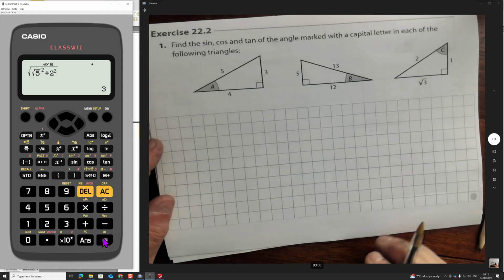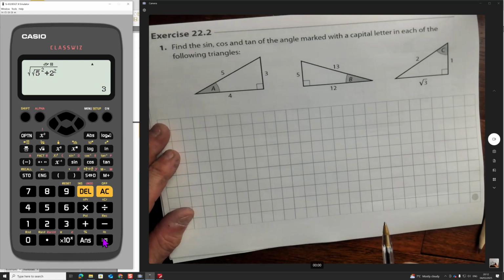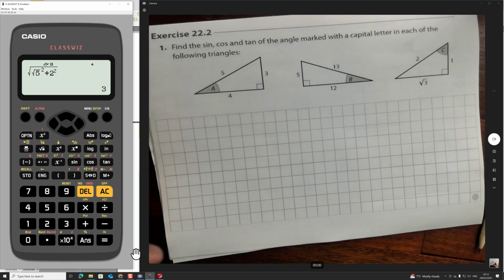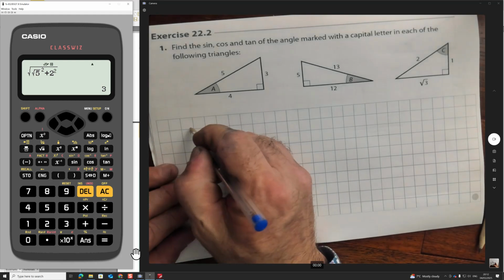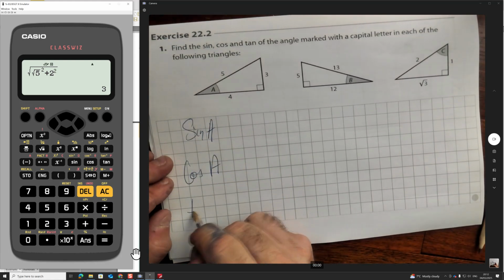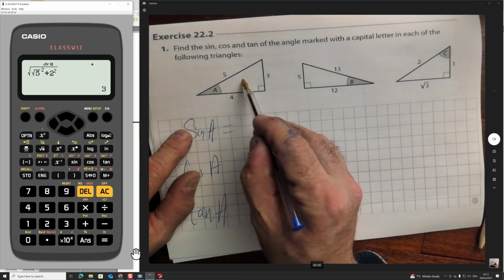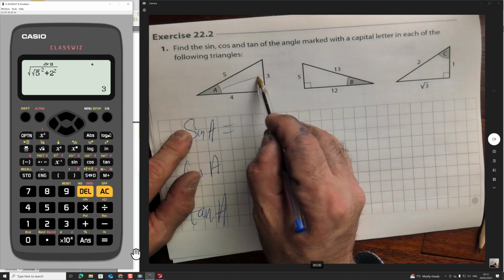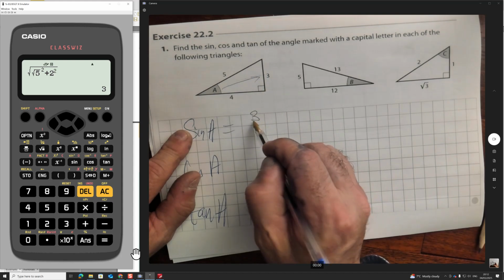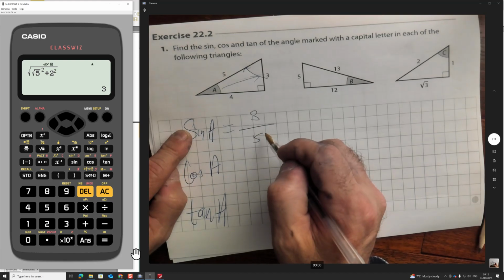Now find the sine, cos, and tan of the angle marked with a capital letter in each of the following triangles. So what we're going to do here is we have to do all 3: sine A, cos A, tan A. Let's get into it. Do we know how to get the sine? The sine is the opposite. Think of it as visual learning. You're going across. 3 goes on top, and then you're going over to the hypotenuse, over 5.